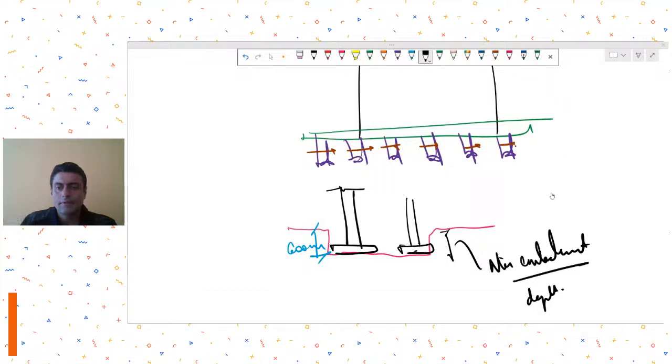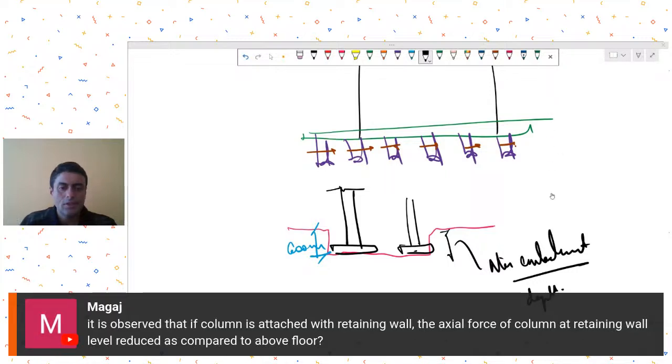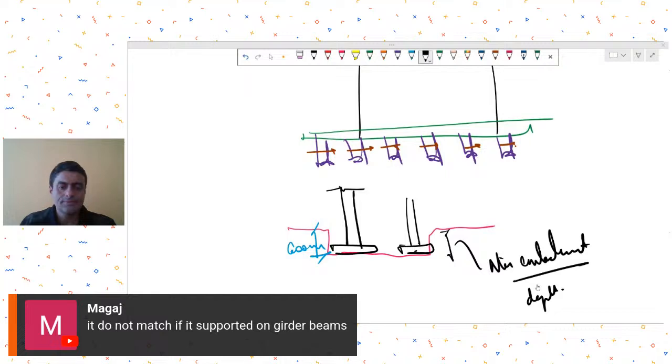Then Mr. Magaj is asking, it is observed that if a column is attached with a retaining wall, the axial forces of the column at retaining wall levels reduce as compared to the floor above. Yeah, because your retaining wall is quite stiff, so it attracts more axial forces. So it's expected to get such a thing because your retaining wall is much more stiff. It is attracting forces.